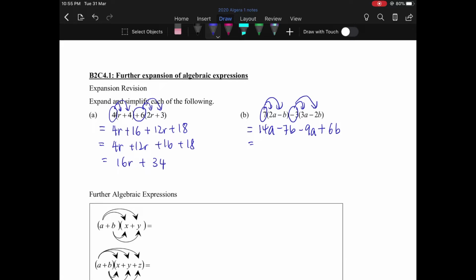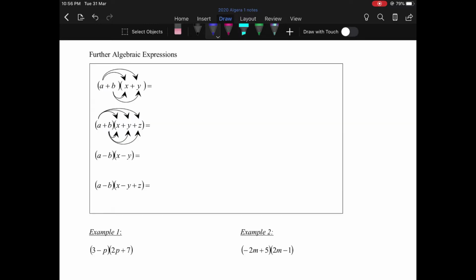To simplify, let's rearrange the terms. 14a minus 9a, we get 5a. Negative 7b plus 6b, we get negative 1b. For further expansion, you have to distribute a plus b into every term in the next bracket.